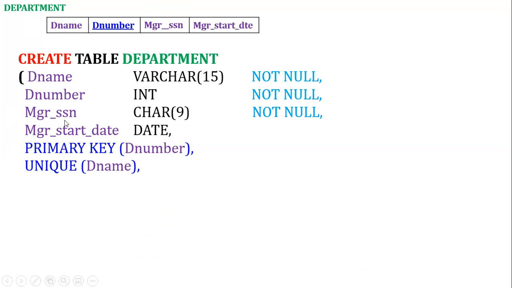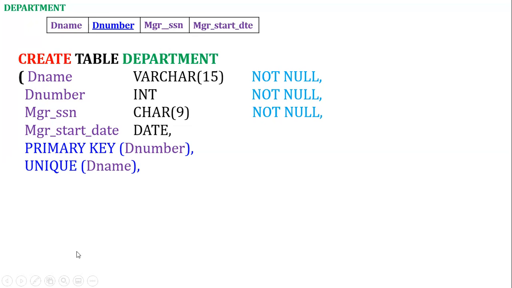Now here, MGRSSN: he is the manager of some particular department. Some employee is the manager of the department. So MGRSSN is the foreign key here. MGRSSN is a foreign key which refers to SSN of the employee table, where SSN is the primary key. Then we'll see how to write the statement for making MGRSSN a foreign key. There are different methods to write the statement for a foreign key.